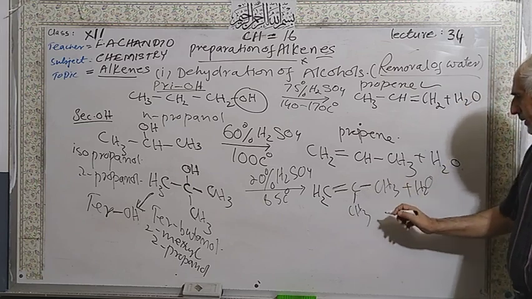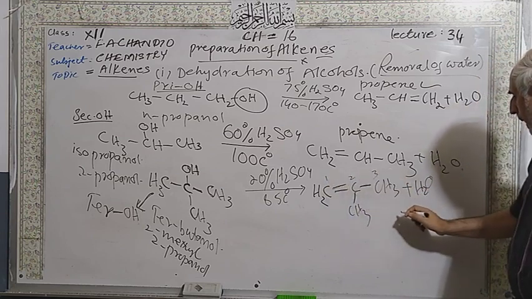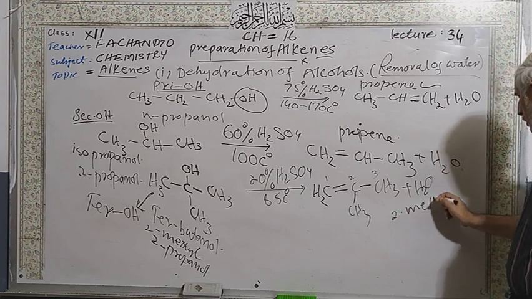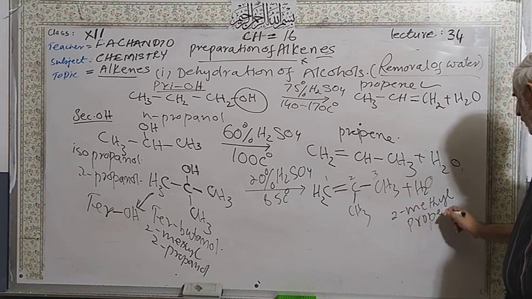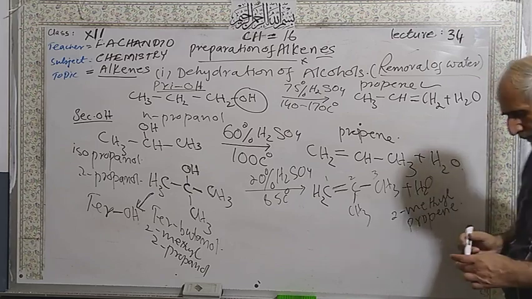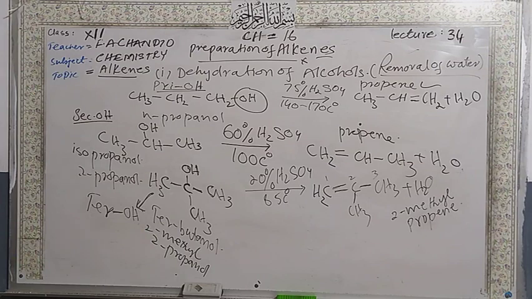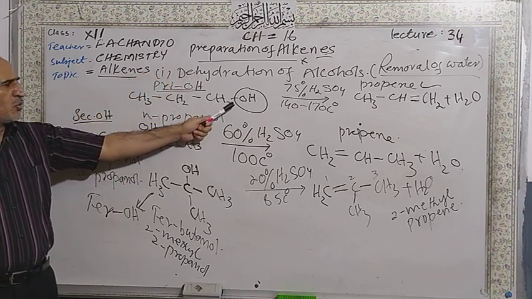This alkene is called 2-methylpropene. Just trivial. This is the primary alcohol, carbon CH2OH.